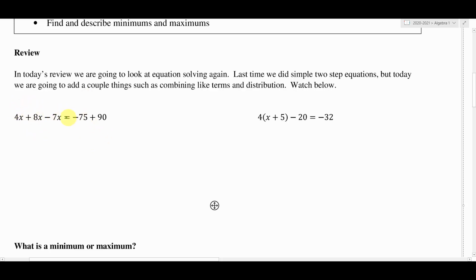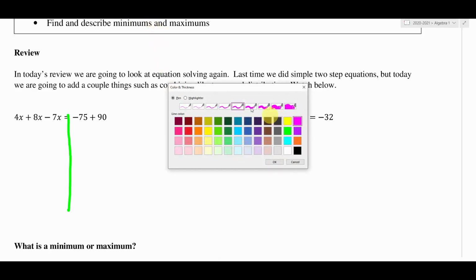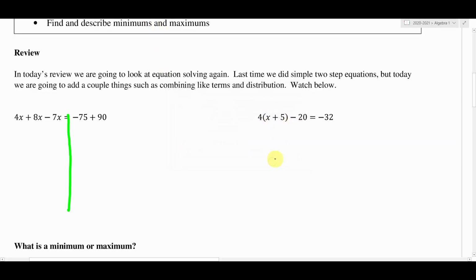I'm going to start off. I always like to draw a line kind of dividing the two sides here, and then I'm going to choose a different color to work with. All right, and you'll notice over here on the left-hand side that we have three different things with x's in them, right? We have a 4x, we have an 8x, and then we have a negative 7x. So this is an opportunity to do something called combining like terms.